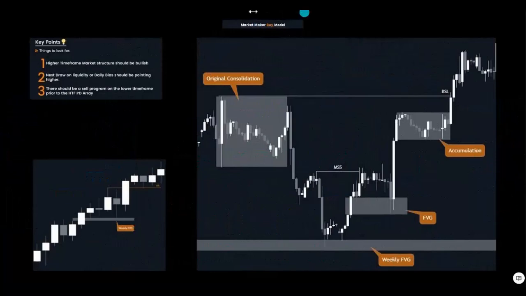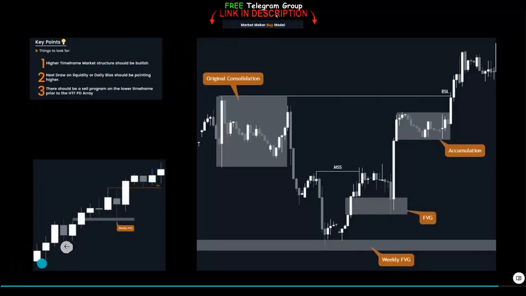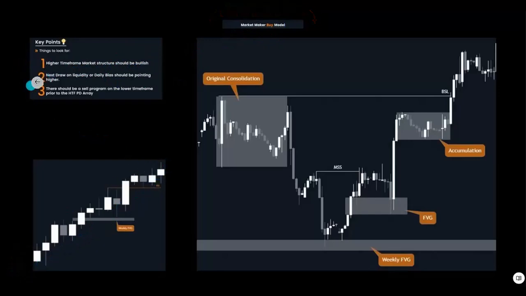So in a buy setup, what I was explaining earlier about PD arrays, this is the market maker buy model. The first thing we look for is a higher time frame market structure, and it should be bullish in a buy model. We have a bullish market structure on the higher time frame. Second point, the next draw on liquidity or daily bias should be pointing higher. We have this weekly fair value gap in here, and we have this buy side liquidity up here. So imagine price was here before the white candle.